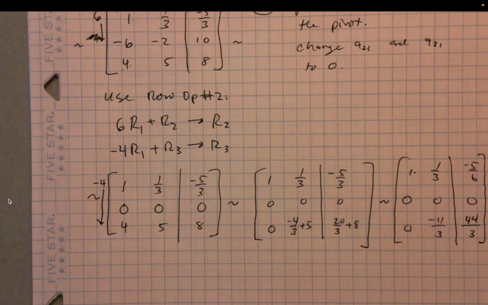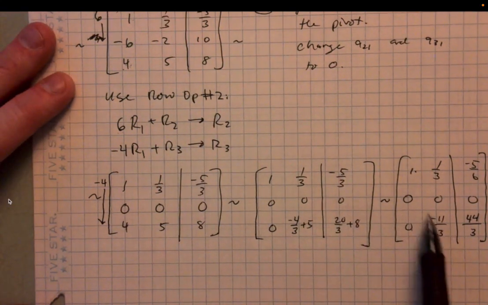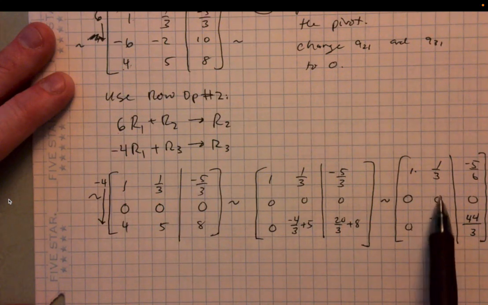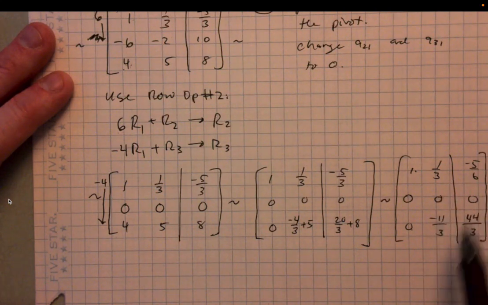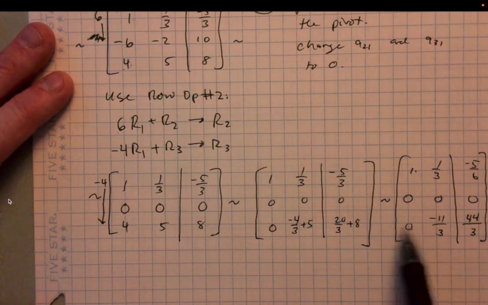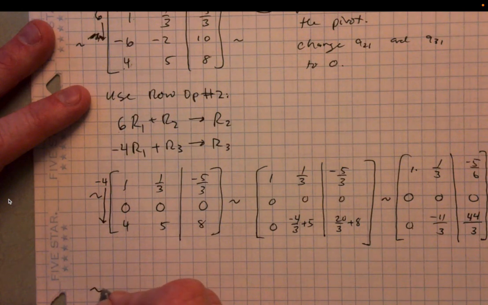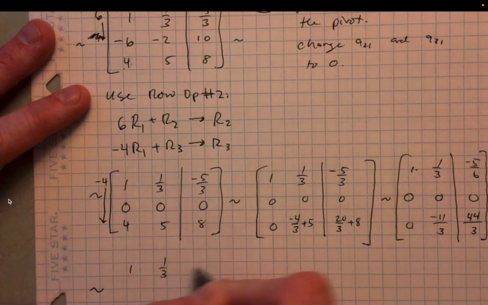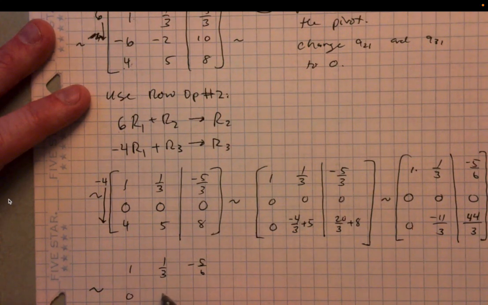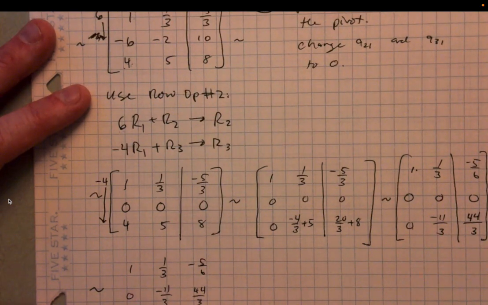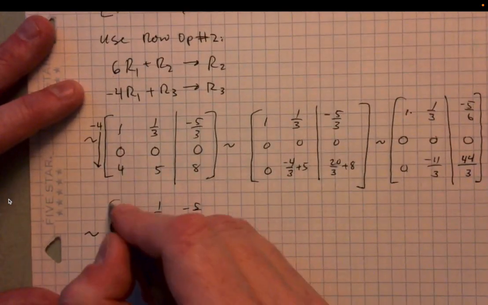Well, the next step, step 3, would be to get a pivot in this position here. And that's a 0 right now. So what I can do is switch the rows here, row 3 and row 2. So let's do that. I've got 1, 1/3, -5/6, and then 0, -11/3, 44/3, and then 0, 0, 0 underneath.